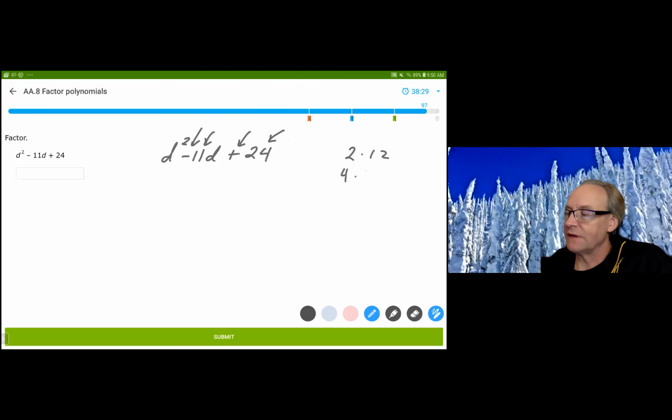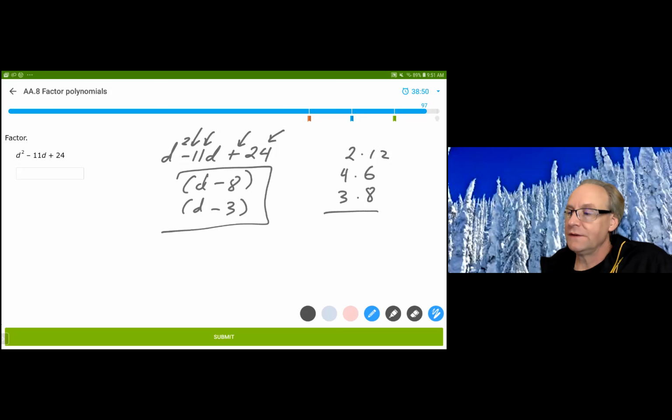Now 4 times 6 also will not work, because 4 times 6 is 24, but that does not have a sum of 11. And hopefully you see it now. It's the one in the middle of those, 3 times 8, which does have a sum of 11. And of course, we're talking about d minus 8 and d minus 3.